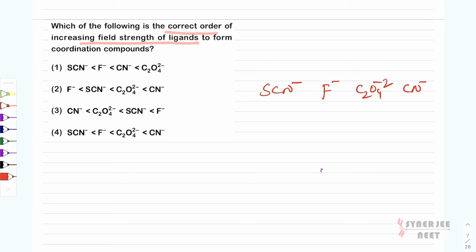So if you see these 4 ligands in the spectrochemical series, CN minus is towards the end of the series and C2O4 somewhere in the middle, and SCN minus and F minus towards the left side of the series. So the order strength-wise is, this is the series. This is the strong ligand. This is a very weak ligand. So as you see, SCN minus and CN minus are the terminals only in option 4. So this is the right option.